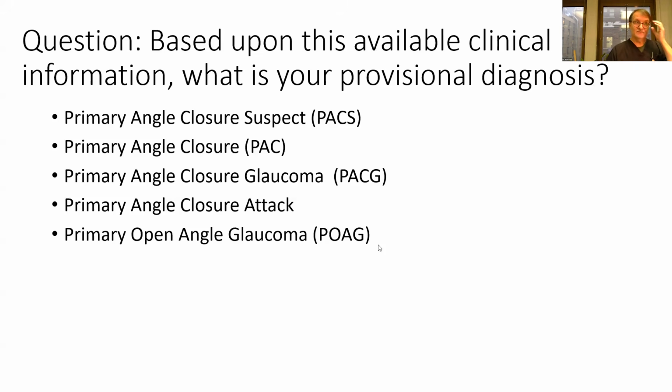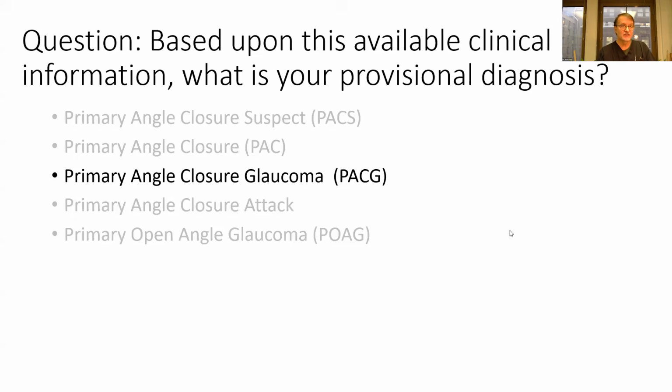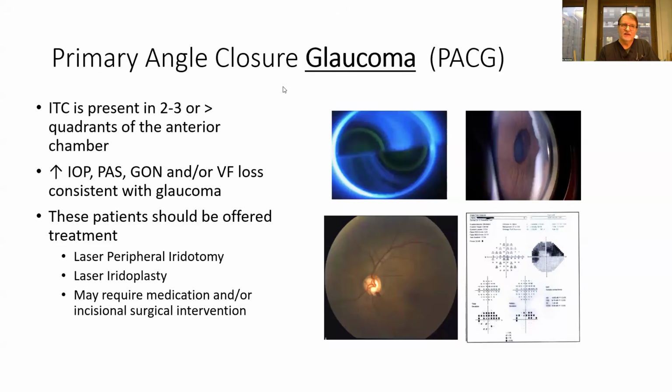So based upon what you know so far, what's your provisional diagnosis for this case? We have primary angle closure glaucoma. This patient meets all of the definition of that particular condition. It's defined by the World Glaucoma Congress as ITC, or iridotrabecular contact, in 2 to 3 or more quadrants of the anterior chamber, increased IOP, which he didn't have in this case, and synechiae, which he didn't have either, but he did have glaucomatous optic neuropathy and visual field loss consistent with glaucoma. And our treatment is typically an LPI, or laser peripheral iridotomy.